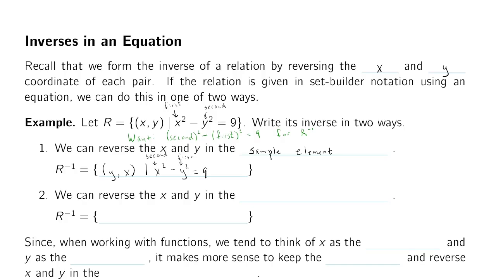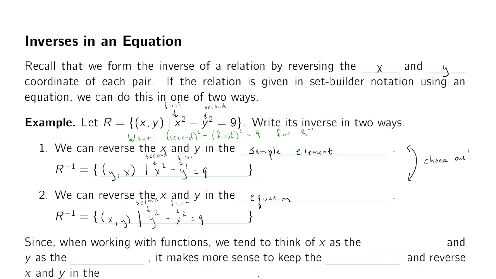The other way we can do this is to swap the x and y in the equation. So we'll leave our sample element as x, y, but then instead of x squared minus y squared, we'll write y squared minus x squared. And so again, this is the second element, and this is the first. Notice if we swapped both, then we would still have first squared minus second squared. That would just be R again. So we have to choose one or the other.